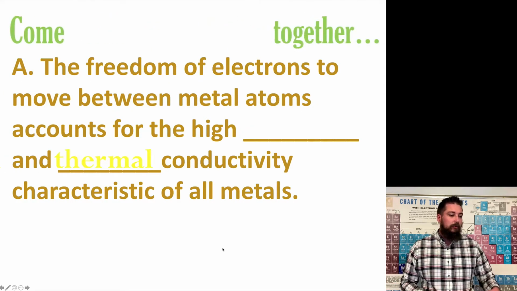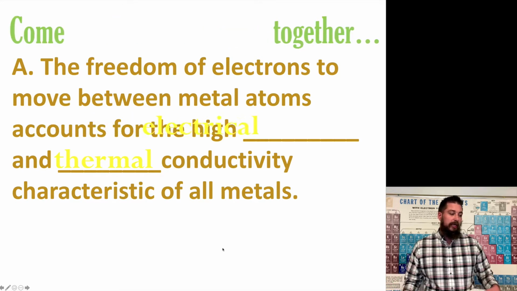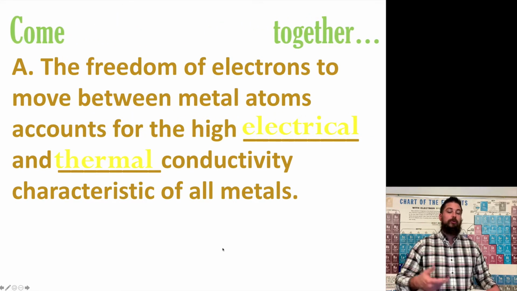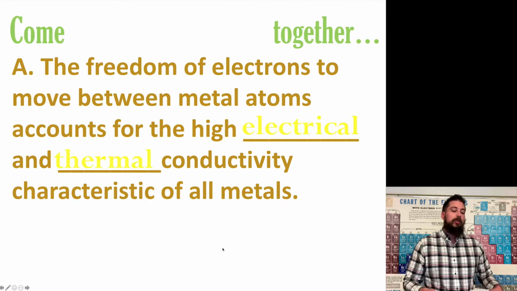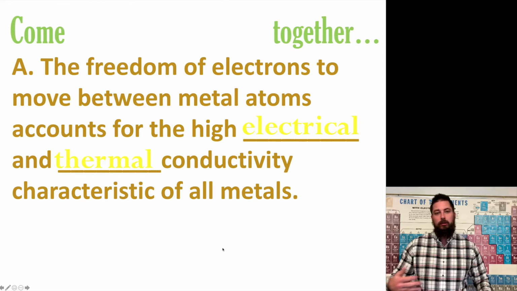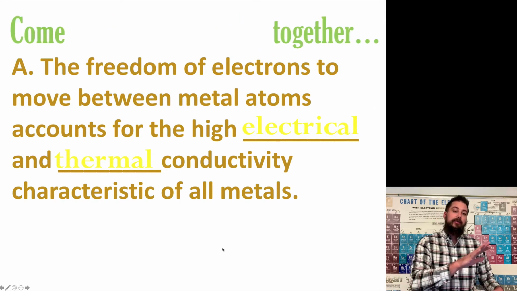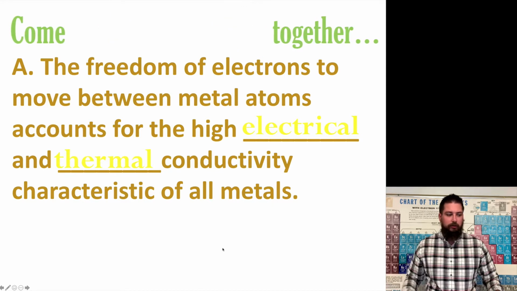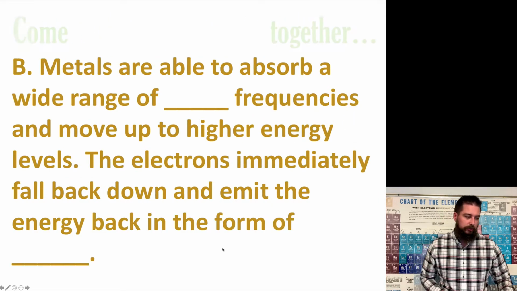The freedom of electrons to move between metal atoms accounts for the high electrical and thermal conductivity. Metals are able to conduct electricity because, again, electricity is the flow of electrons, and electrons are able to flow in metals because metals don't hold on to those electrons.